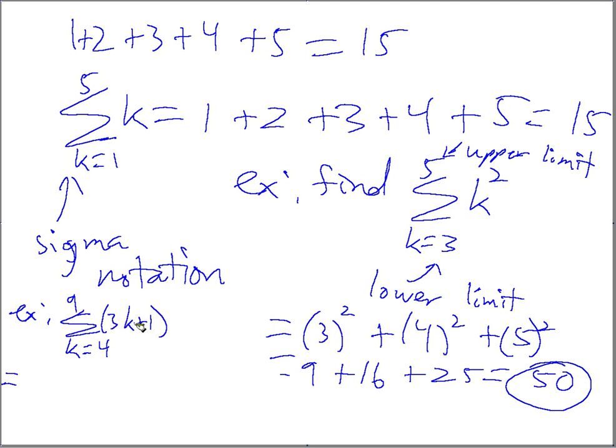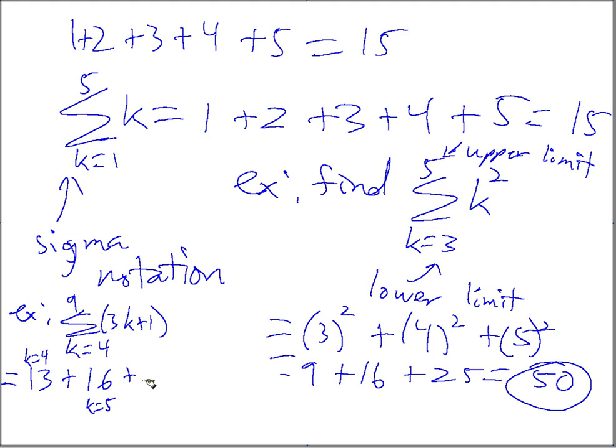What's 3 times 4? 12, right? Plus 1? 13. So the first term we're going to start adding from is 13, because k started at 4, right? 3 times 4 plus 1, 13. Plus, let's plug in 5 for k. This is where k is equal to 4 for the first term. Now k is equal to 5 for the second term. What's 3 times 5? 15, right? 15 plus 1, 16. So this is when k is equal to 5, right?